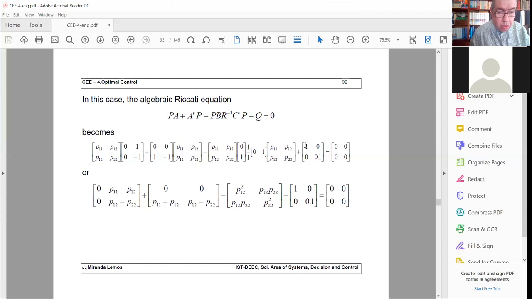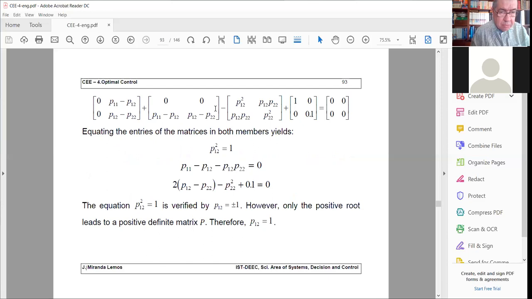Now, expand everything, or do all these multiplications, so that you equate the corresponding terms. This term, this term, this term is equal to this term, and so on. So you end up with these three equations. Remember that you have three unknowns, P11, P22, and P12. And actually you have some squares here. For instance, P12 is verified by 1 and minus 1.